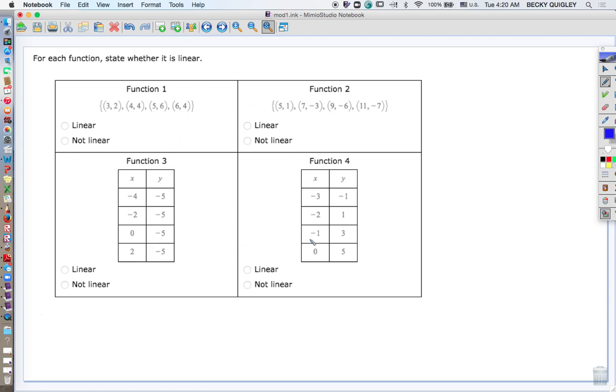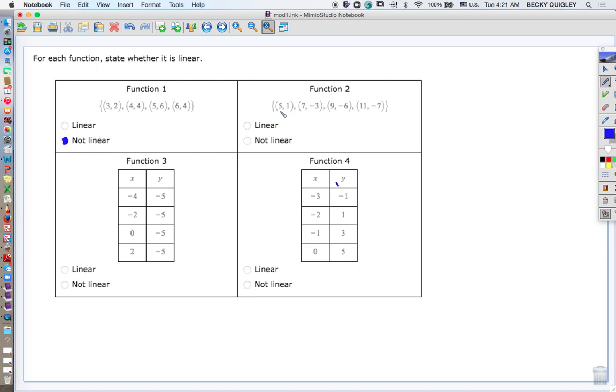This problem is asking us to state whether or not a function is linear. So if it's linear, you're going to have a constant rate of change. Here we have a set of ordered pairs. We go 3, 4, 5, to 6, and then 2, 4, 6, but then we go back to 4. So we have an increase of 2, increase of 2, and now a decrease of 2. So we know it's not linear.